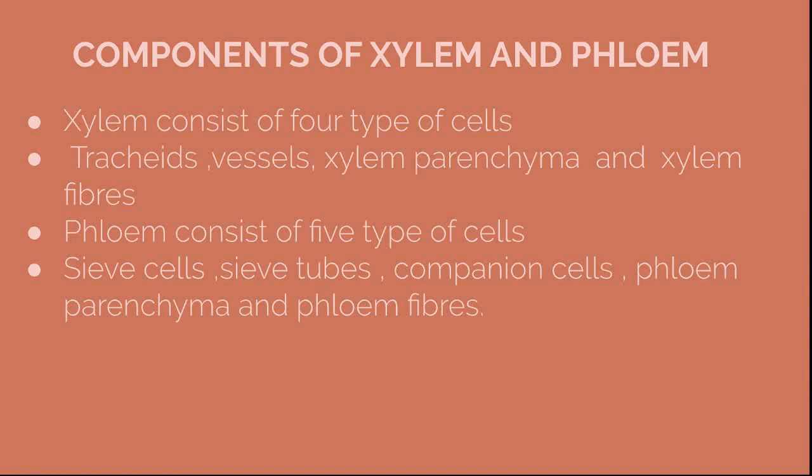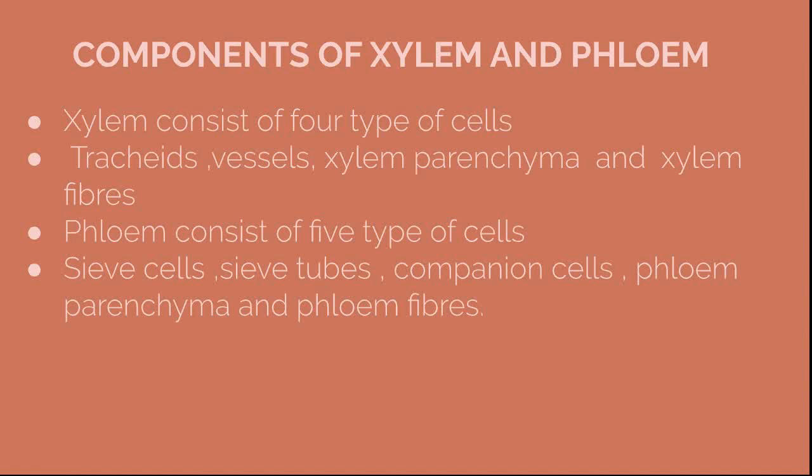Tracheids and vessels have thick walls and are dead when they mature. Tracheids and vessels are tubular structures. They are just like tubes which conduct water and minerals from the roots to the leaves. Now, in this xylem, there is conduction in one direction, that is from roots to the leaves. The xylem parenchyma stores food, and xylem fibers are mainly supportive in function.